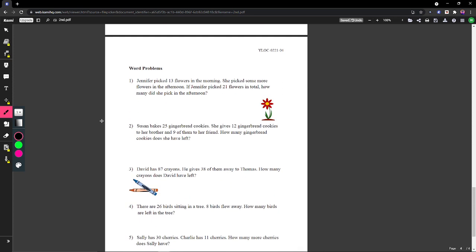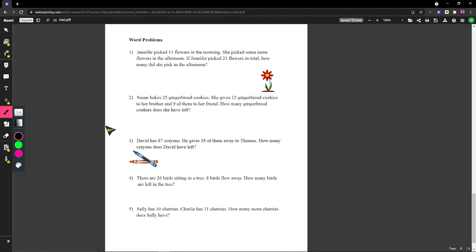And so for our last part, we have word problems. Now, let's go to the first one. I'll walk you through some of them. So Jennifer picked 13 flowers in the morning. She picked some more flowers in the afternoon. If Jennifer picked 21 flowers in total, how many did she pick in the afternoon?